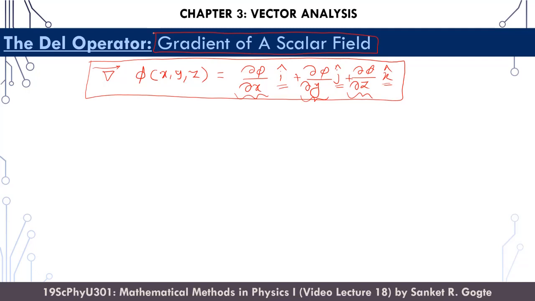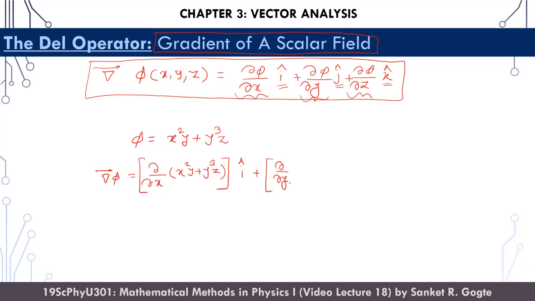Let's consider an example. Suppose I have phi as x square y plus y cube z. Now clearly this phi is a scalar field. It depends on x, y and z in general, and it is a scalar quantity, and we want to calculate the gradient of this scalar field, which means we are operating this del operator onto the scalar field phi, which is equal to dou by dou x of x square y plus y cube z into i, plus partial differentiation with respect to y of phi, which is x square y plus y cube z into j, plus partial differentiation with respect to z of this x square y plus y cube z into k.